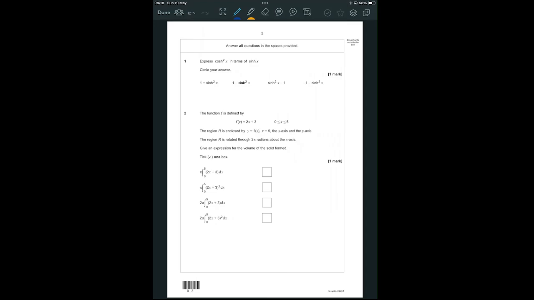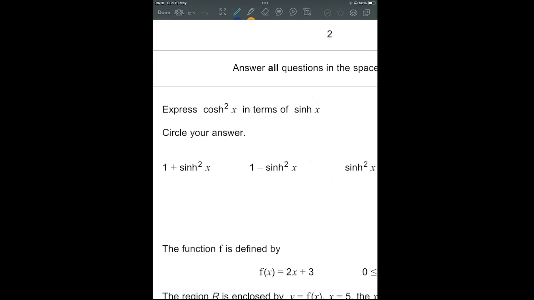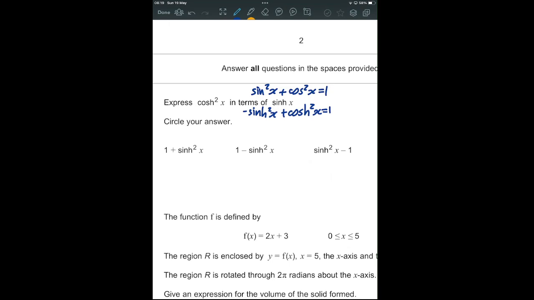We have our question 1, straight in with hyperbolics. Express cosh squared in terms of sinh squared. So we're looking for that Pythagorean style identity. For trig, it's sine squared plus cos squared equals 1. If you remember the trick which swaps the sign of sine as it turns into sinh, we can remember that our hyperbolic identity is as so, which means rearranging it to make cosh squared the subject is 1 plus sinh squared.